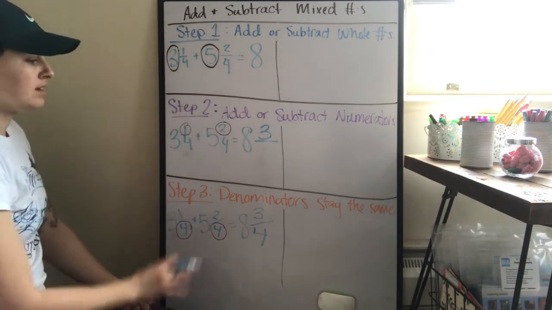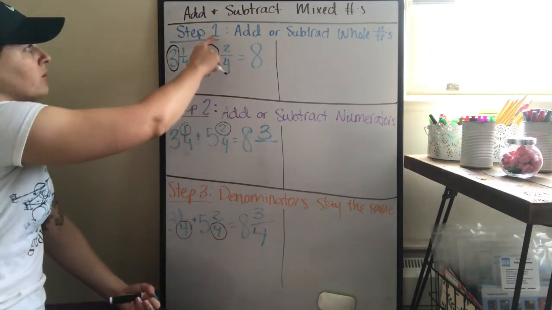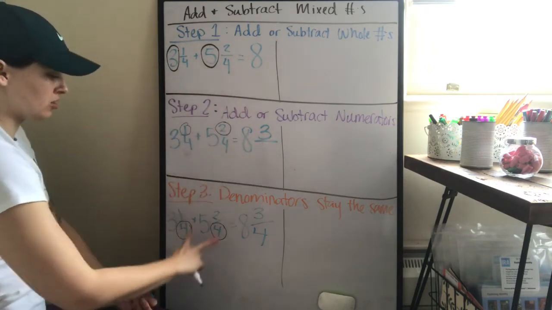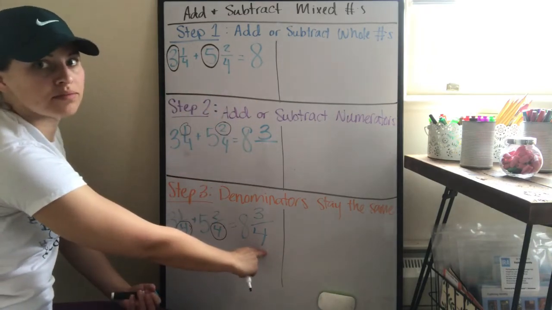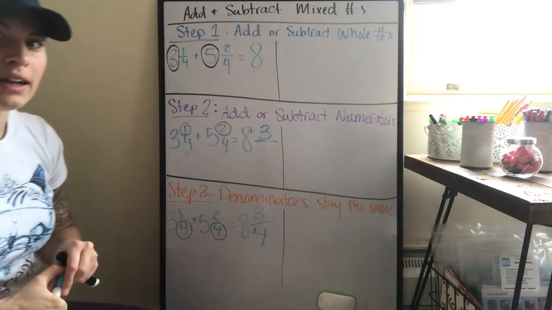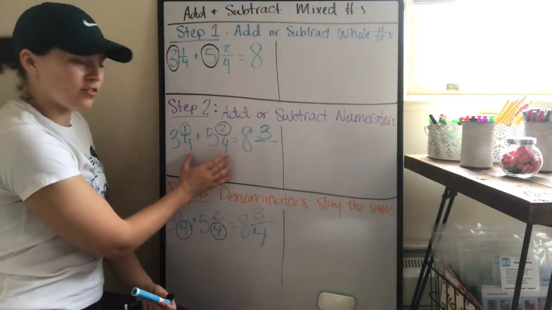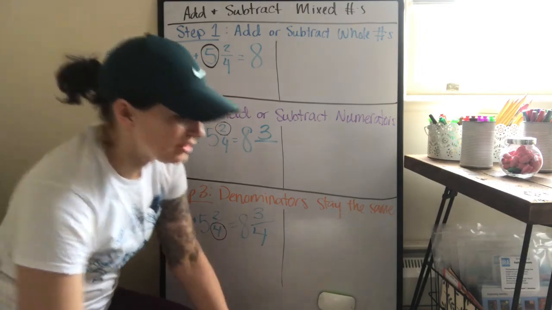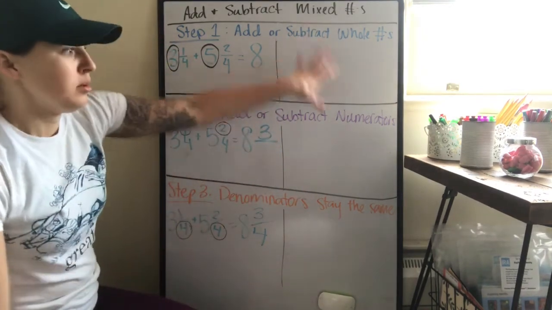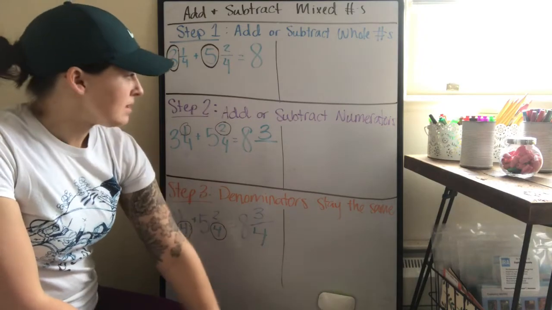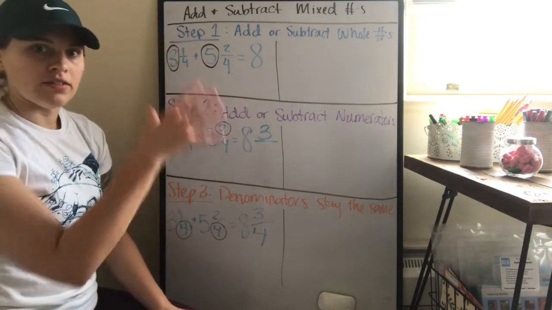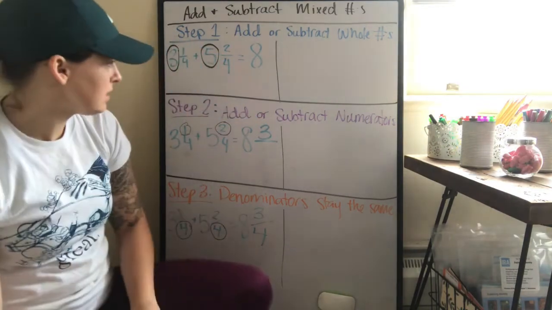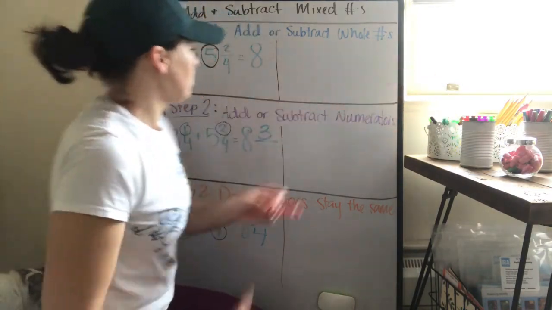So if we follow these steps, we can do this pretty quickly. First step is add the whole numbers. Second step is add the numerators. Third step is denominators stay the same. So the only thing we're really adding, we already know how to add the fraction part. Now we're just adding the whole number part. Let's do this example again, but with subtraction, just so we can see that everything can stay the same in this problem.